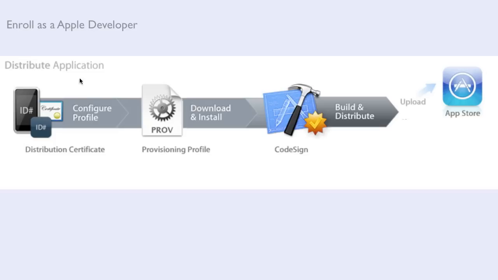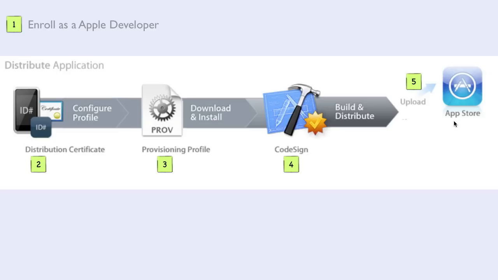First, you will have to enroll as an Apple developer, and then you have to distribute your application. The distribution is done in a number of steps. First, you have to generate the certificates. Then you have to generate the provisioning profiles. Then you have to code sign your app. Then you have to upload it to Apple for review. And then the app has to go through a review process before it hits the App Store.